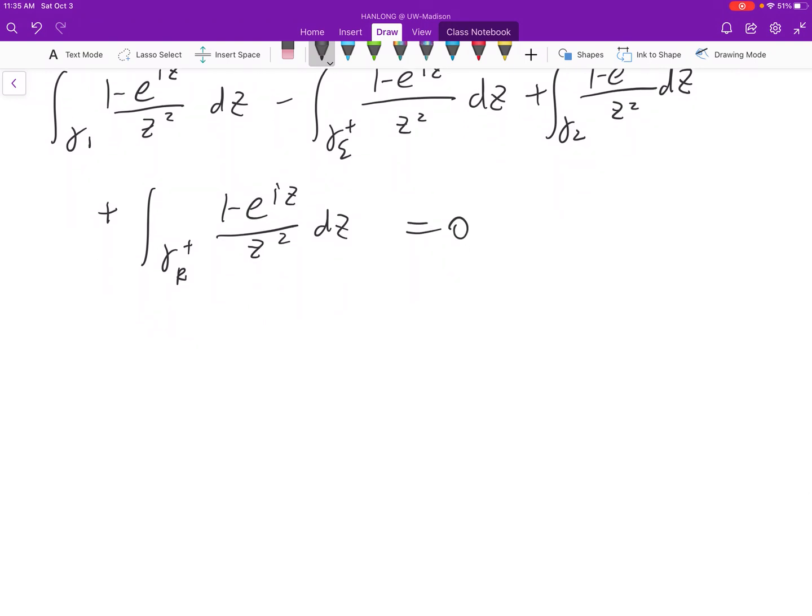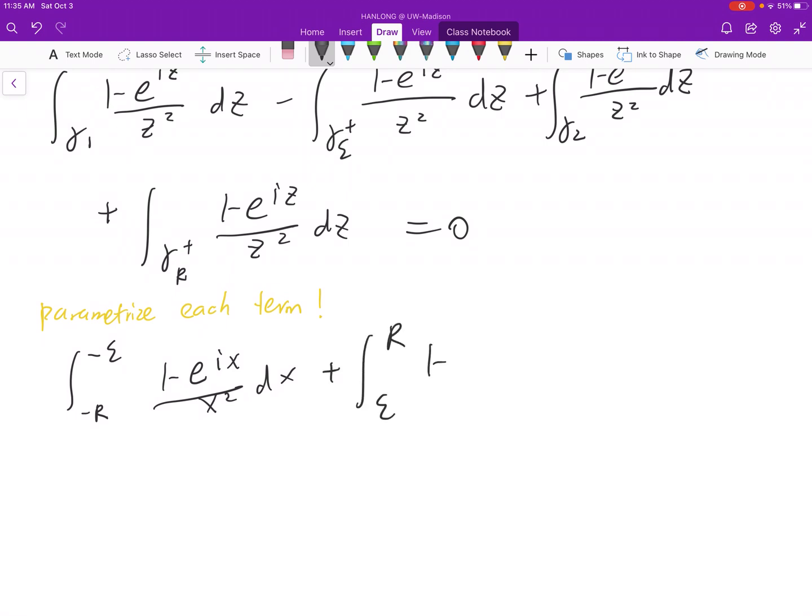And then we parameterize it, twice each term. So you have integration from negative R to negative epsilon of (1 - exp(ix))/x^2 dx. Okay, and then you have gamma 2. So this is from epsilon to R of (1 - exp(ix))/x^2 dx.